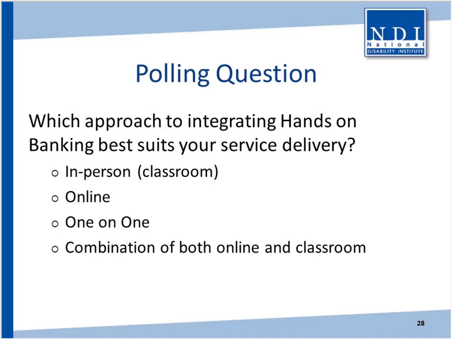Before we go on to our next presenter, I would like for us to do another polling question. As you learned about the traditionalist, the digital agent, or the great combiner, or the coaching piece, the combination of both, which approach do you think best suits your service delivery? You can select in-person, classroom, online, one-on-one, or a combination of both online and classroom. So please complete the poll on the right-hand side of your screen. Give you a few more seconds, and then we'll close out the poll.